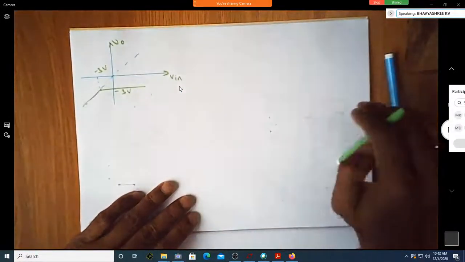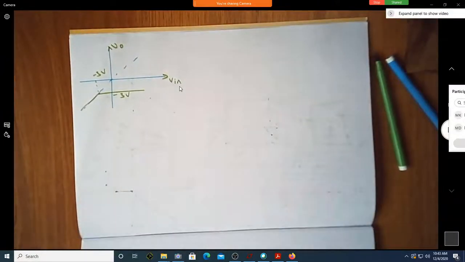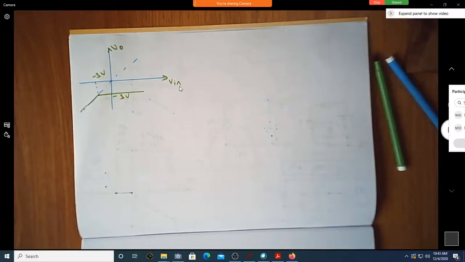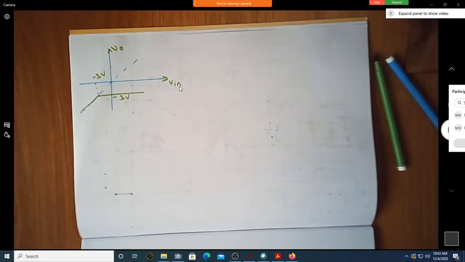Try for this. Keep in mind, when is the output voltage constant and what is that voltage? Do you have a constant output voltage somewhere? Yes, sir. When? Okay, minus 3 volt. When is it constant?